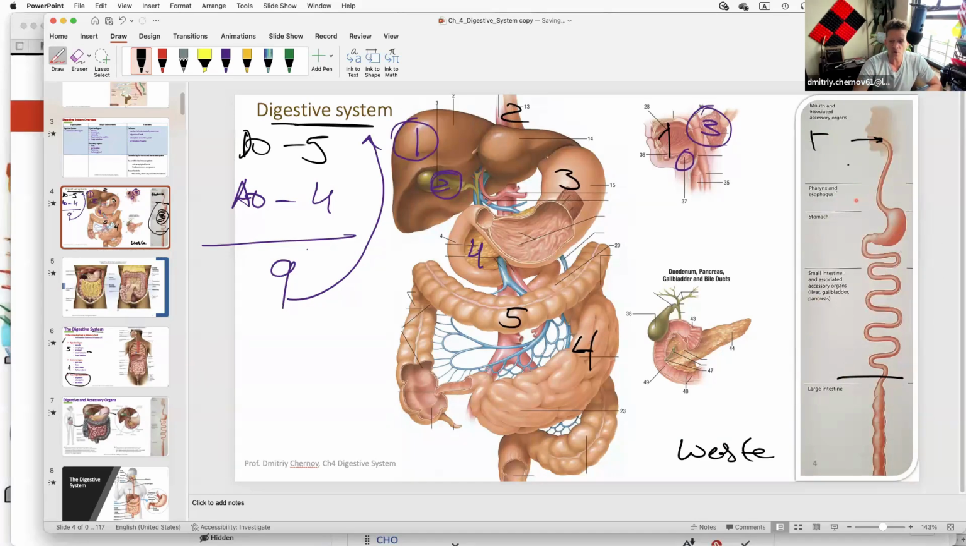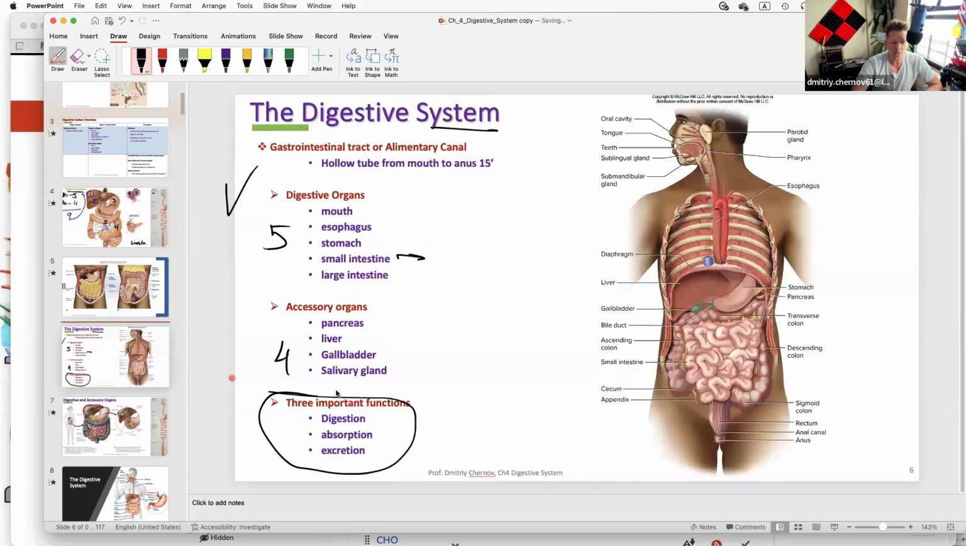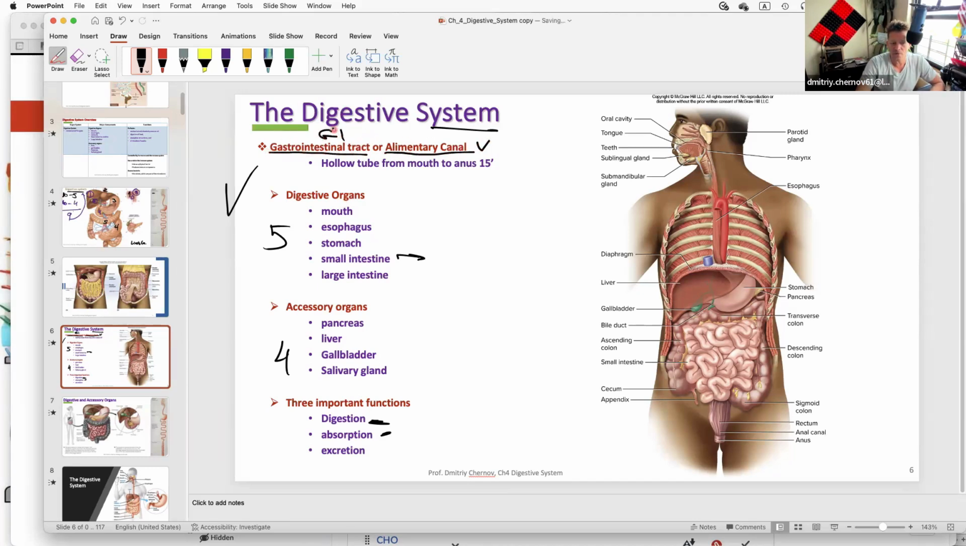So the digestive organs, we need them. Going back to slide number 6, we need them for digestion and absorption. All these 5 organs digest and absorb, because the food is passing through this alimentary canal, or GI tract, which is just another name. You've heard of the GI tract. GI tract or alimentary canal, it's the same thing as the digestive organs, all 5 together.